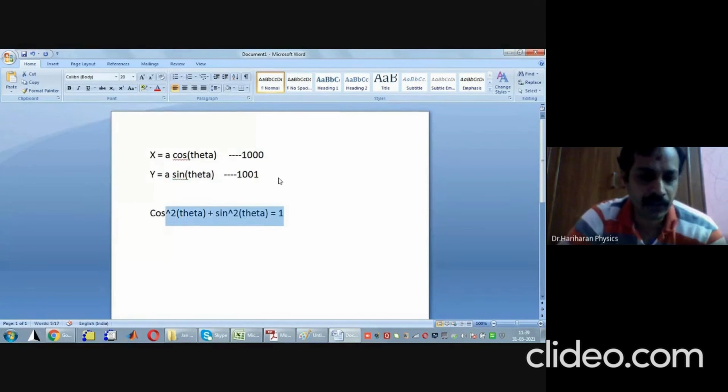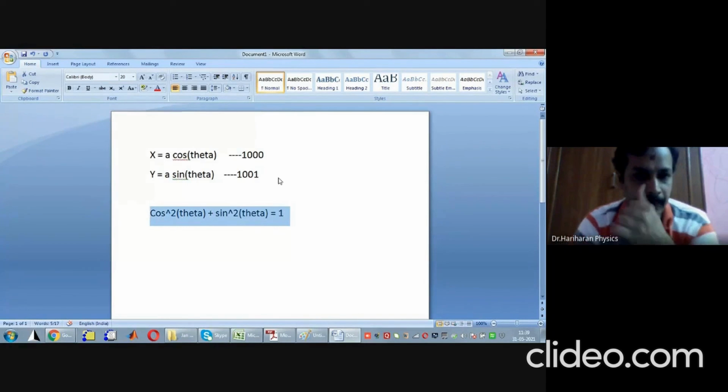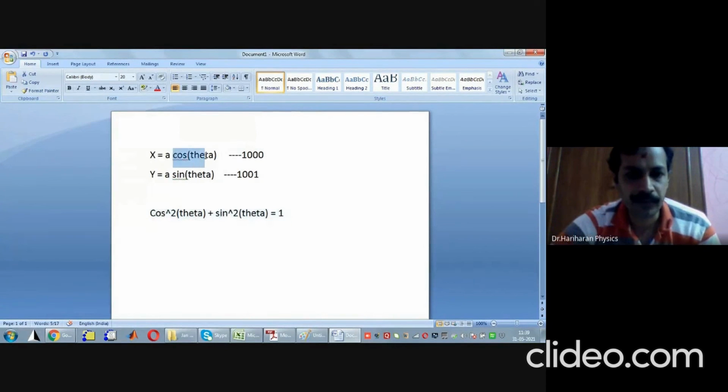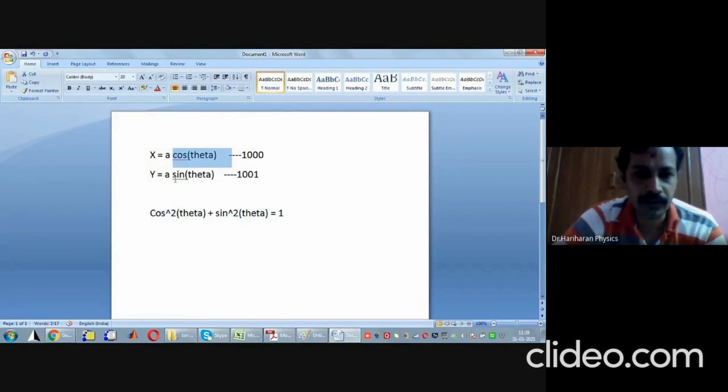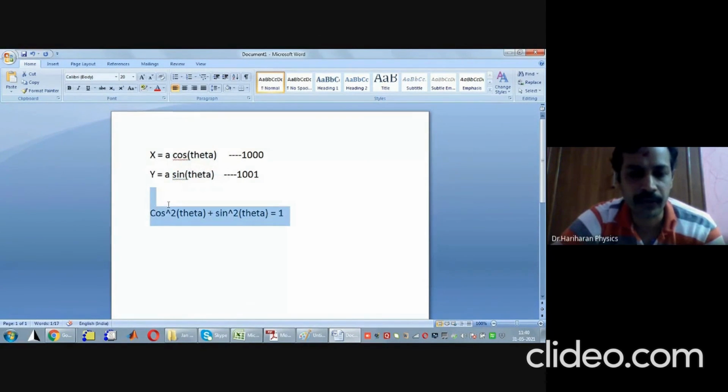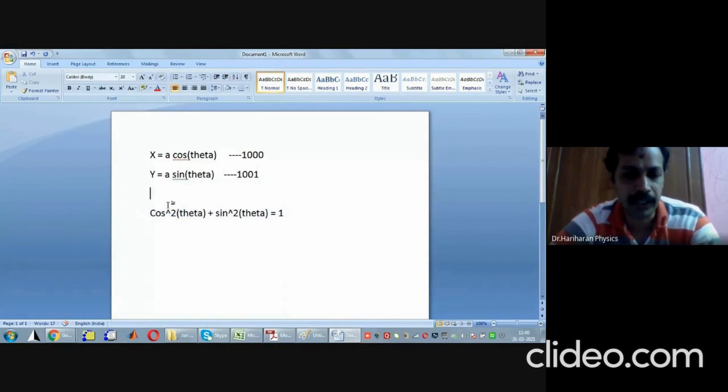Correct? This trigonometric identity we have from mathematics, right? It's a consequence of Pythagoras theorem. Therefore, what do you do? Find cos theta from equation 1000, find sine theta from equation 1001, then plug into this identity. If you square and add, you get an equation in terms of cos square theta plus sine square theta equal to 1, where you can beautifully apply this identity. The same thing is done here.